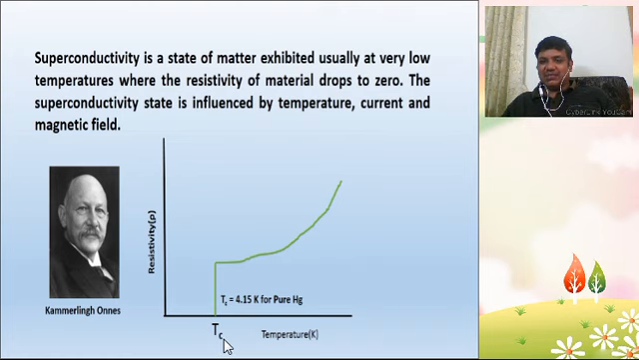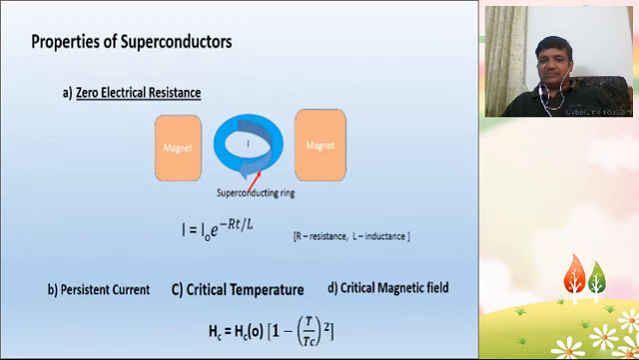that is Tc, T suffix C. Tc, the transition critical temperature: at a temperature less than the critical temperature the material becomes a superconductor, and at a temperature more than the critical temperature, it becomes a normal conductor. So, the properties of superconductors: it exhibits zero electrical resistance.